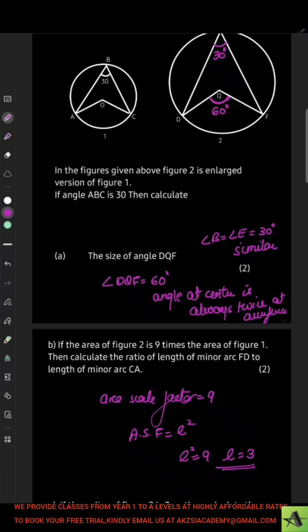It says then calculate the ratio of the length of the minor arc FD to the minor arc CA. Obviously this is the greater arc, this is the smaller arc. They are a single dimension, that is they represent length, and their scale factor is 3. So if I divide them, that will give me 3 as the answer. So FD over CA is nothing but 3.